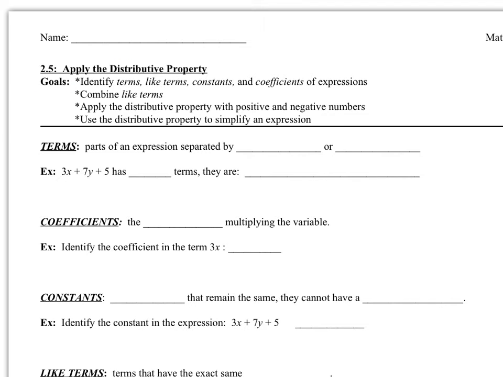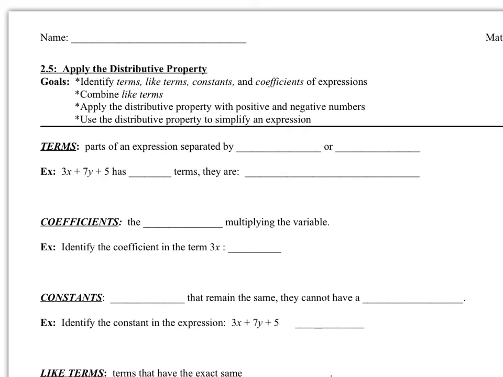We're first going to talk about the vocabulary that we need, which is to identify what terms, like terms, constants, and coefficients of an expression are. Then we're going to review how to combine like terms. We're going to review how to apply the distributive property with both positive and negative numbers. And then we're going to use the distributive property to simplify an expression.